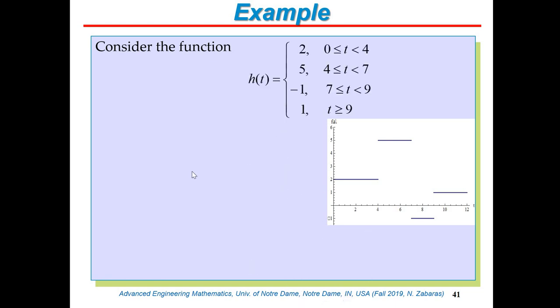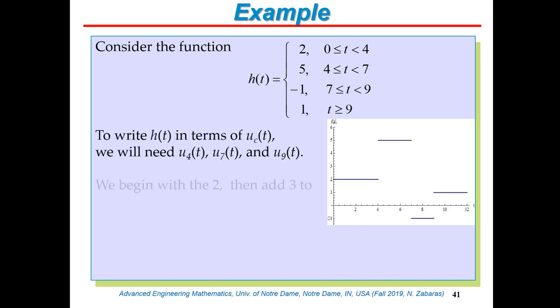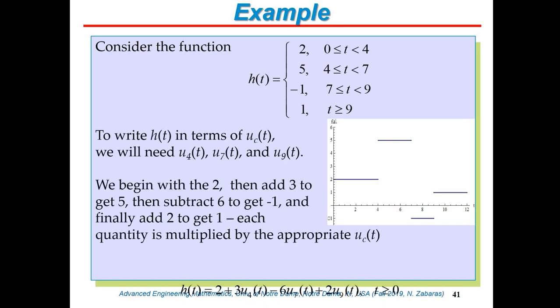So how do we express this? And here's a compact way of doing it. So let me go directly to the result. So obviously you start with 2. Suddenly, this thing has to jump and become 5. So you're going to add 3 u4 of t, okay? So 3 and 2 will give you 5.